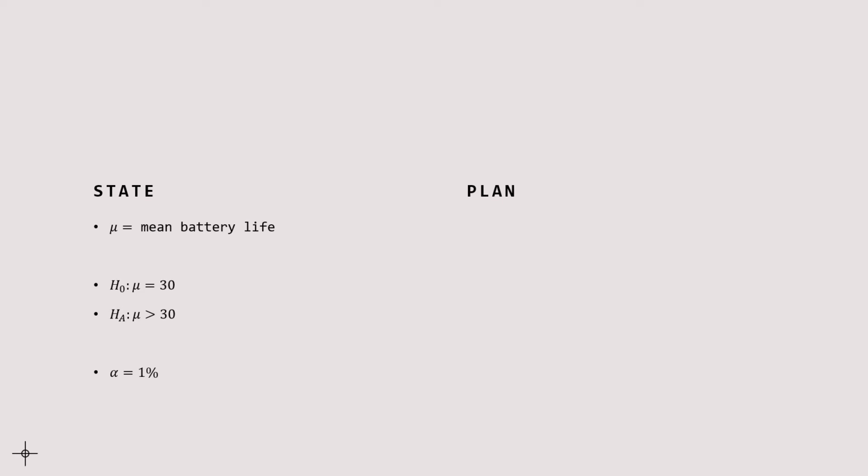Our null hypothesis is that mu is equal to 30. Our alternative is that it's greater than 30. The reason it's greater than 30 is because the company thinks that their batteries have a longer life, more than 30. Alpha is 0.01, or 1%. This means it's a one-tail test, so it's just looking at the top side.